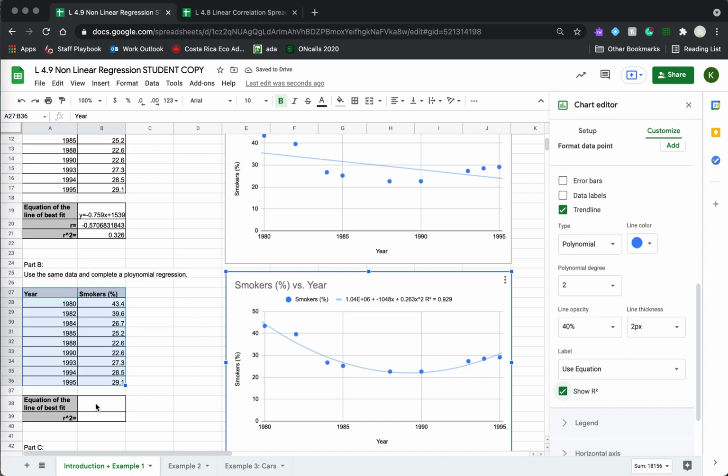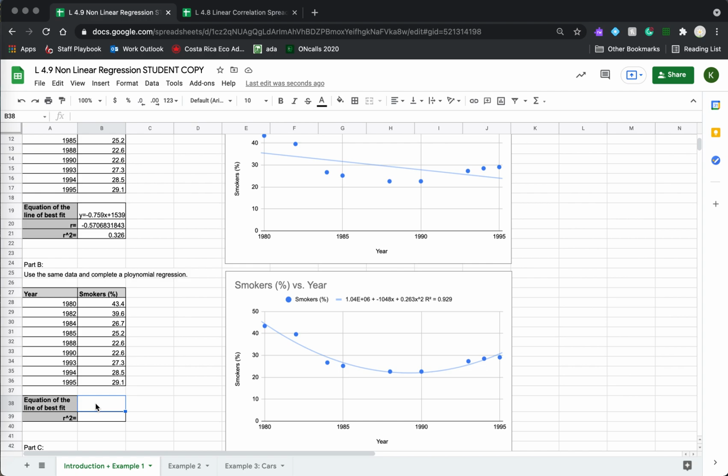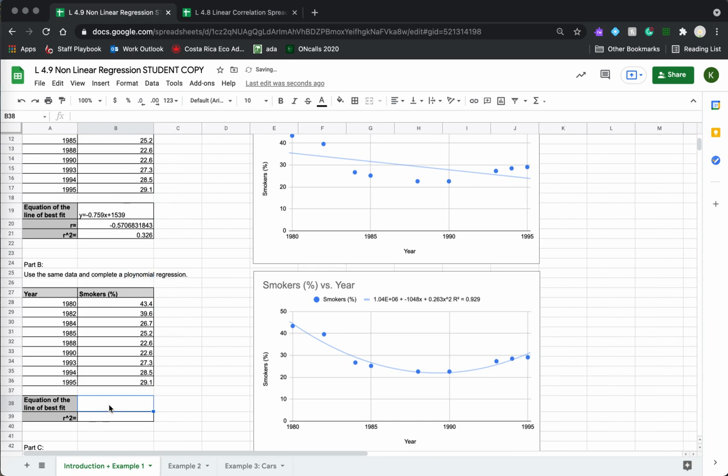So now we can write out our equation of best fit. Instead of the linear equation that we had before, I'm just going to extend this so we can fit the whole equation there. We have 1.04E, where E means times 10 to the power of, then plus negative, which is minus, 1048x plus 0.263x squared equals y.